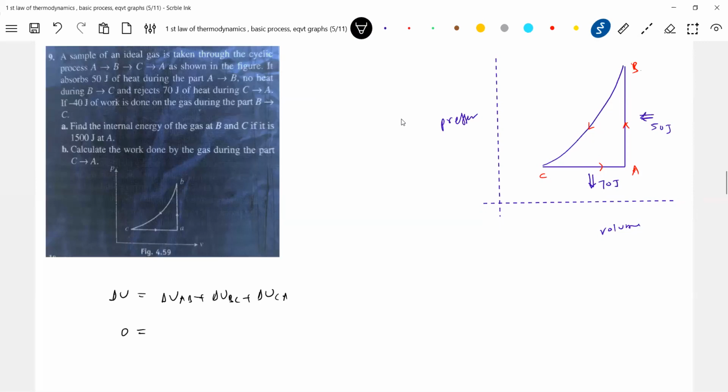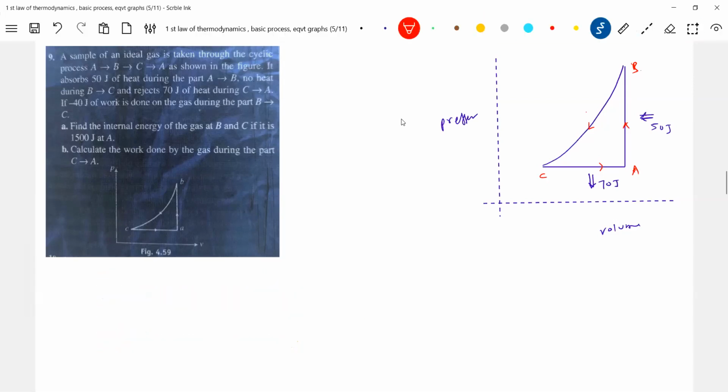Okay, if minus 40 joules of work is done on the gas during part B to C, it does negative work. So what should happen to Q? Should it increase or decrease here? It should be rejected or absorbed, because delta U is 0, will I agree? Delta UBC, somewhere it is given, no? No heat during BC. I'll come to this later on.